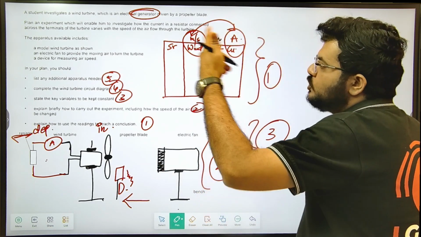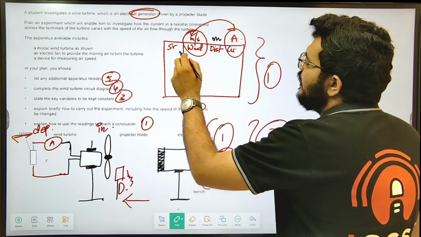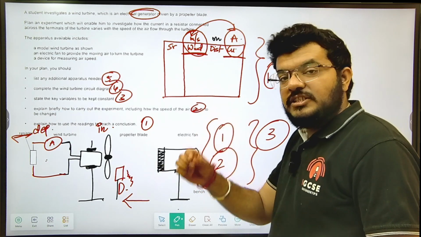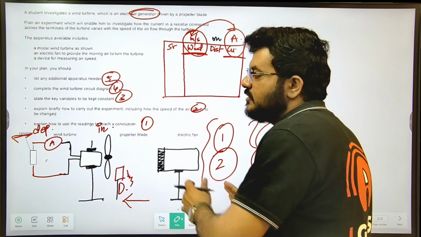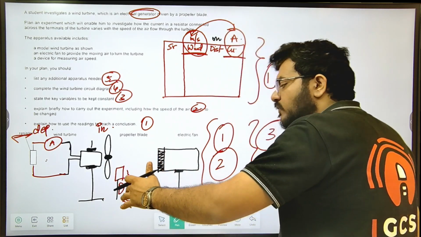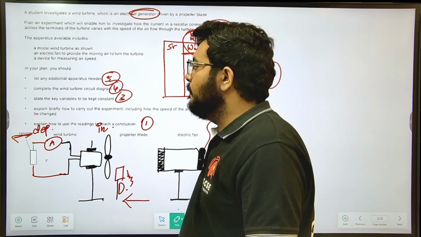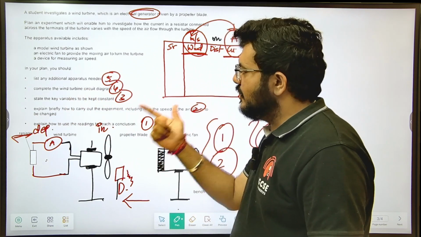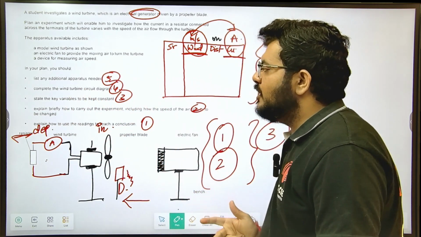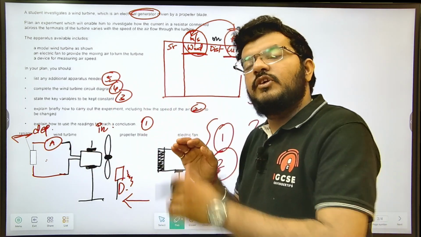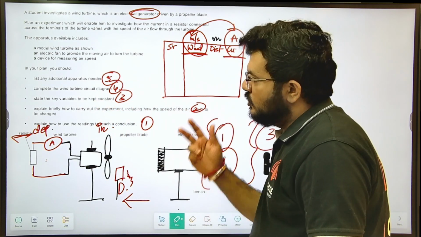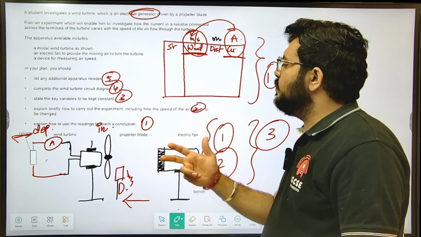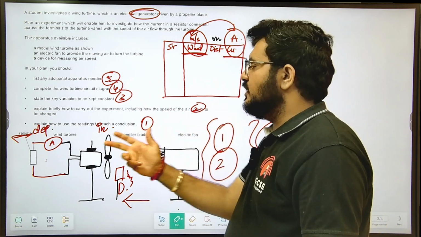You should say that you will take an average of the current and the wind speed, repeat the experiment thrice, right? I already said this, repeat the experiment thrice for each distance and measure for 5 different distances, right? So have I listed the apparatus needed? Yes. Have I completed the wind turbine circuit diagram? Yes. Have I stated the key variables to be kept constant? Keep the resistance constant for this whole cycle, right? So that is yes. Explain briefly how to carry out the experiment, including how the speed of air flow is to be changed. Yes, I have.